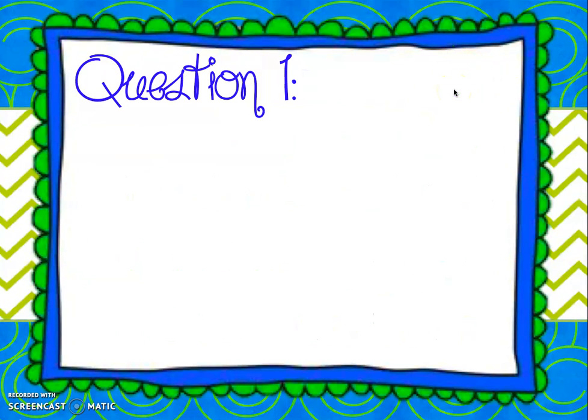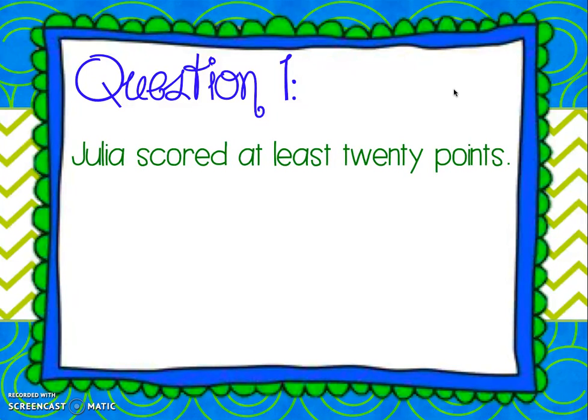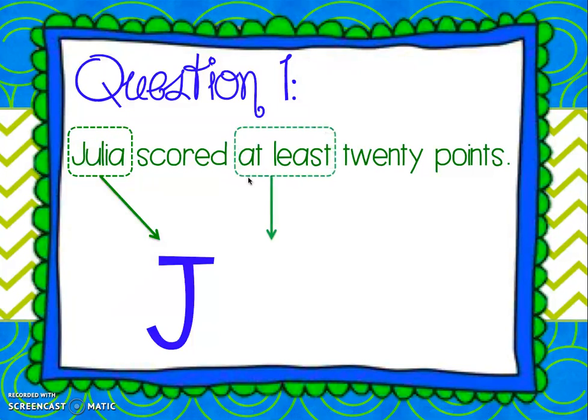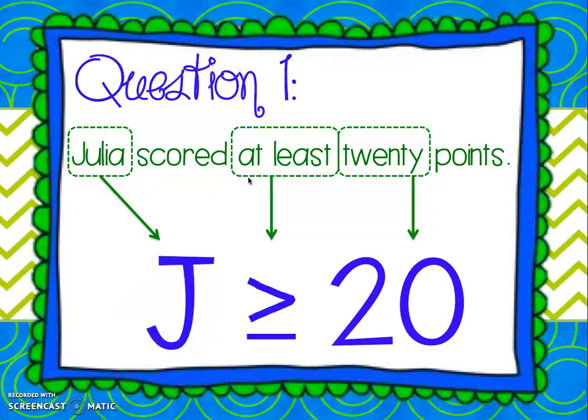Okay, so go to your homework. We're going to take a look at question 1. And on question 1, it says Julia scored at least 20 points. So we're going to use a J to help us represent Julia. And then the word at least tells us that we're looking for the symbol of greater than or equal to, and it's greater than or equal to 20. Okay, so our symbol says J for Julia is greater than or equal to 20.